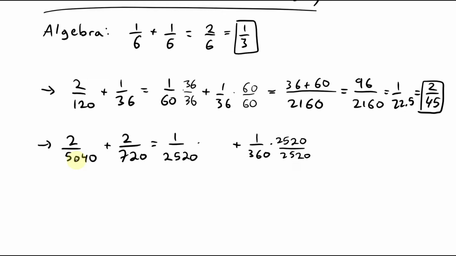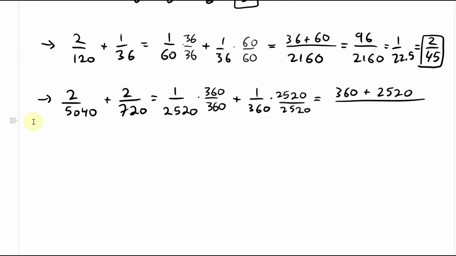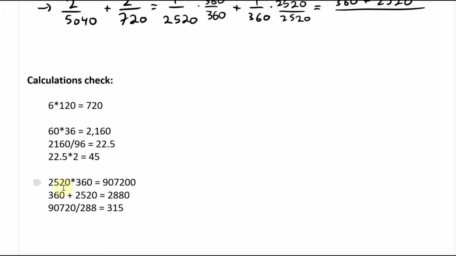And then times it by 360 over 360. This equals 2, and this equals 2. The top is going to be 360 plus 2520. Divide this by, and now we've got to multiply these out. Let's get our trusty calculator to check.